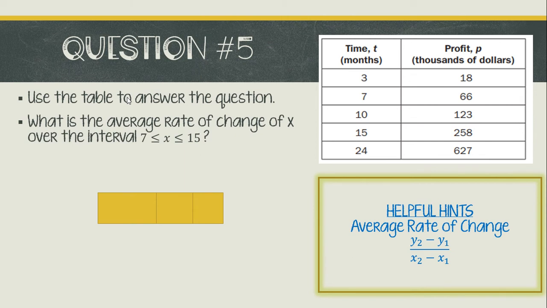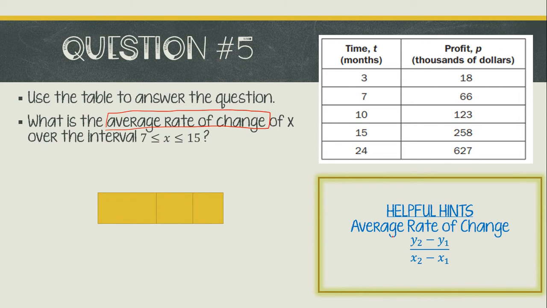Right, in question number 5, it says to use the table to answer the question, and it asks us what is the average rate of change of x over the interval 7 is less than or equal to x is less than or equal to 15. So it's asking for the average rate of change. This is something that we've been working on in our units with quadratics and exponentials. We also find the rate of change with linear functions. That would just be the slope.